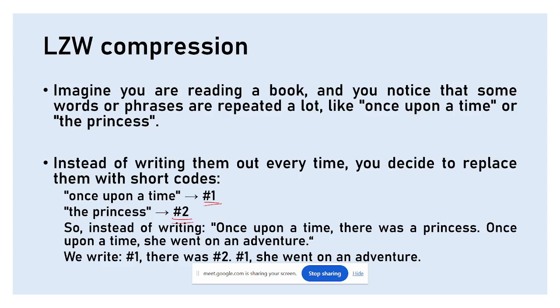So every time, instead of writing "once upon a time there was a princess", "once upon a time she went on an adventure", what we are writing is this number 1 and 2. So 1 is basically "once upon a time", "there was the princess" is 2, then "once upon a time" is again given as 1. So we are assigning some codes so that you can just shrink the file size. That's it.